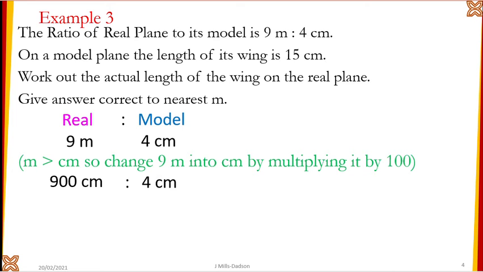Okay, now in the question we have 15 cm. It belongs to the model. So you can now put 15 under 4. And we want to have a question mark here. Now you see this question, we may not have a direct number to multiply. So we go by across numbers, we multiply, then we divide the final answer by 4. 900 divided by 4. Okay. Now you could work this out.